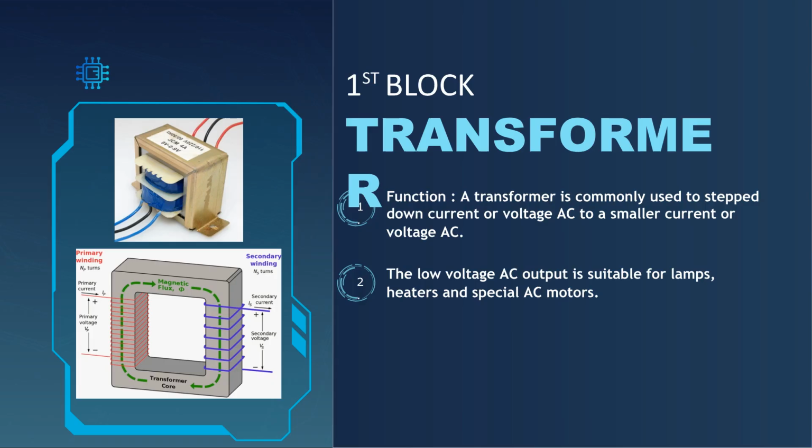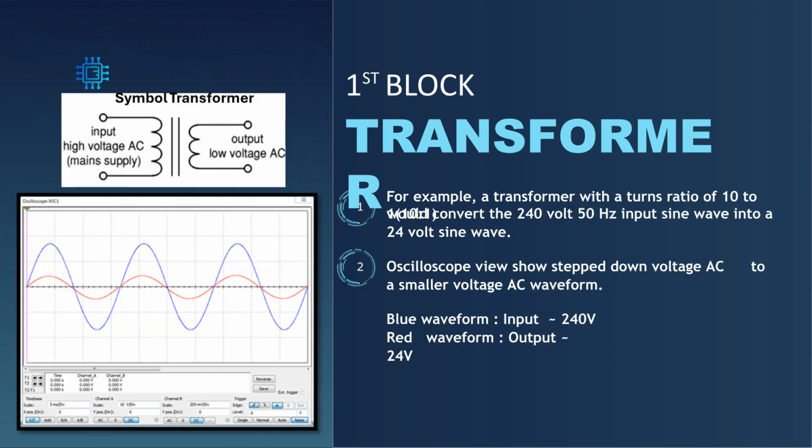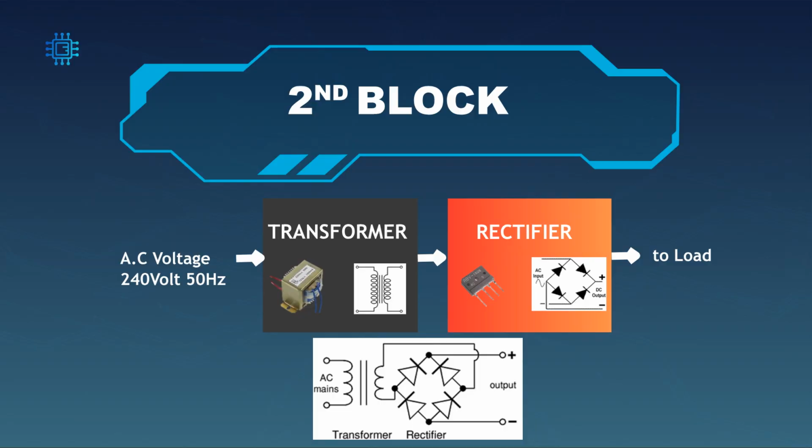The transformer's function is to step down AC current or voltage to a smaller AC value, making it suitable for devices like lamps, heaters, and specific AC motors. For instance, a transformer with a 10-to-1 turns ratio converts a 240 volts AC input into a 24 volts AC sine wave. The oscilloscope shows the input and step-down output waveforms.